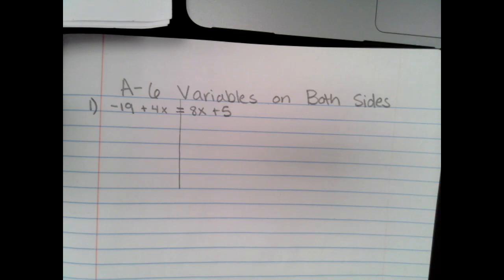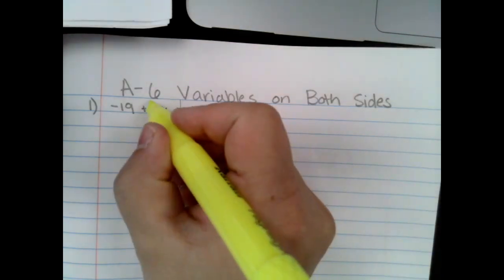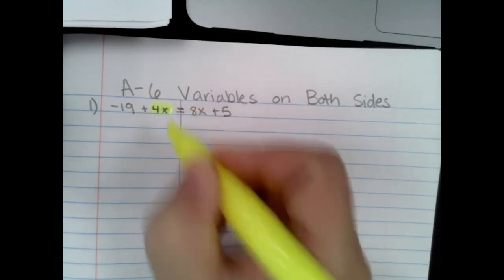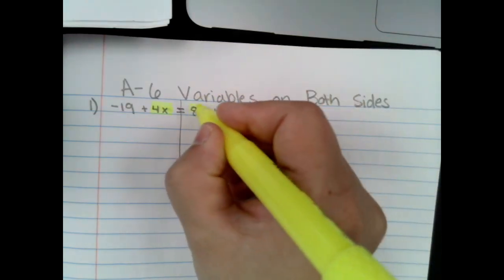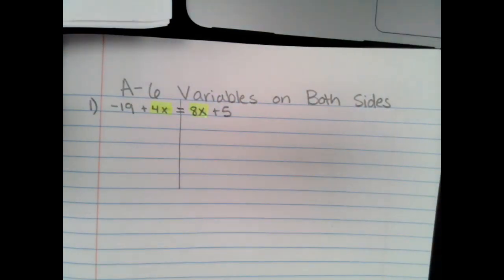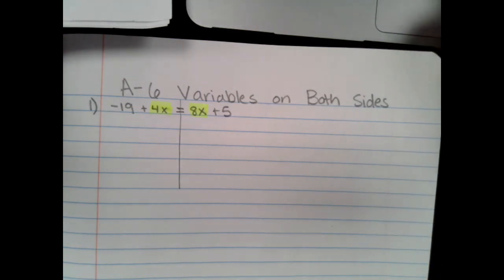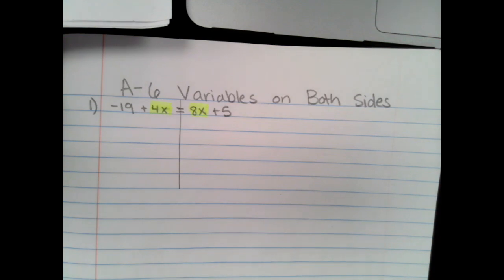All right, so what's different about this problem compared to other problems? Variables on both sides. So on the left side, we have a 4x. And on the right side, we have 8x. That's why I'm using one highlighter today. So we have 4x and 8x. They're on two different sides. So our first thing we need to do is we want those x's to be on the same side. They need to be in the same room.